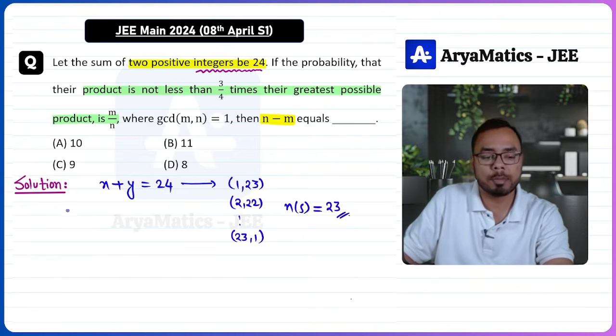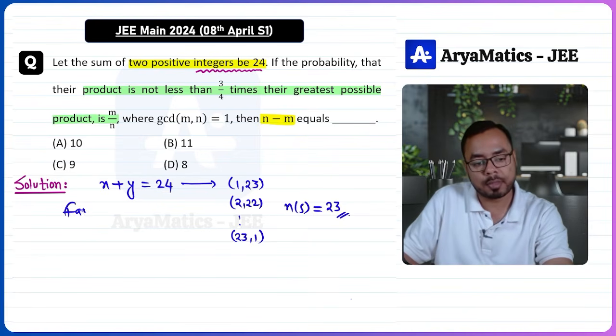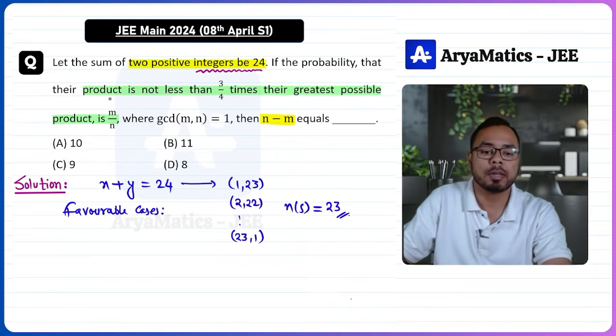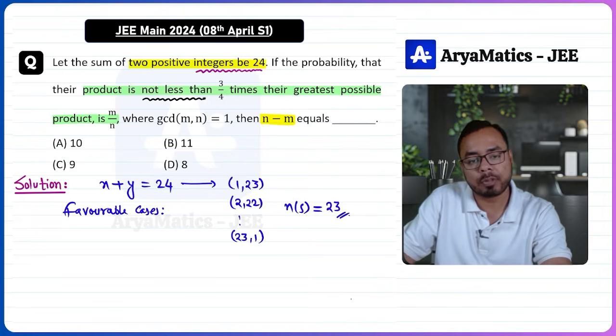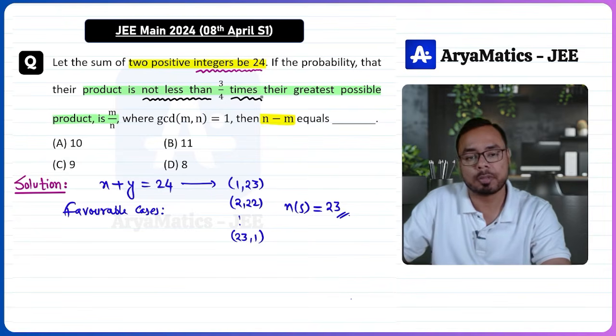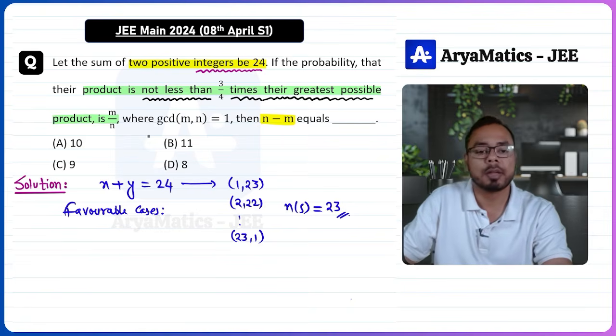Now we have to count the number of favorable cases, and this one is the interesting part of this problem. A favorable case means that the product of those two numbers is not less than 3/4 of their greatest possible product. Not less than means either greater than or equal to 3/4 of their greatest possible product, right?